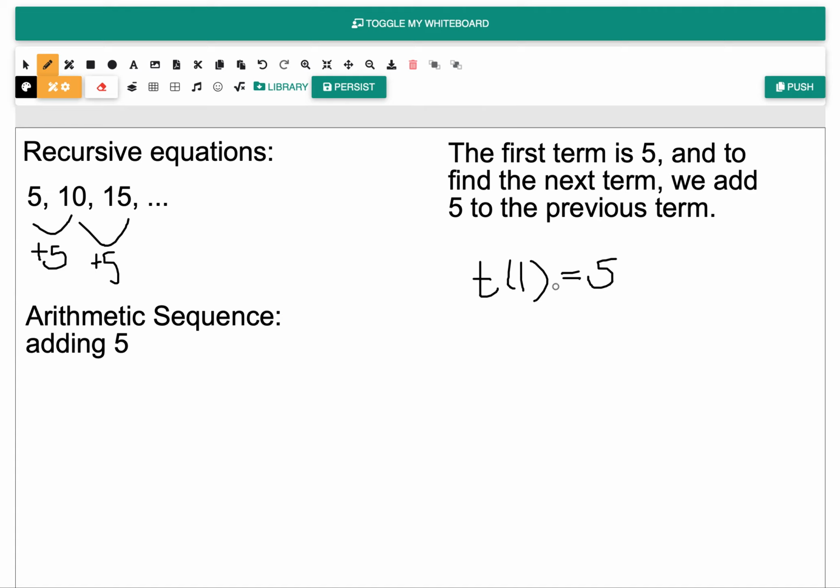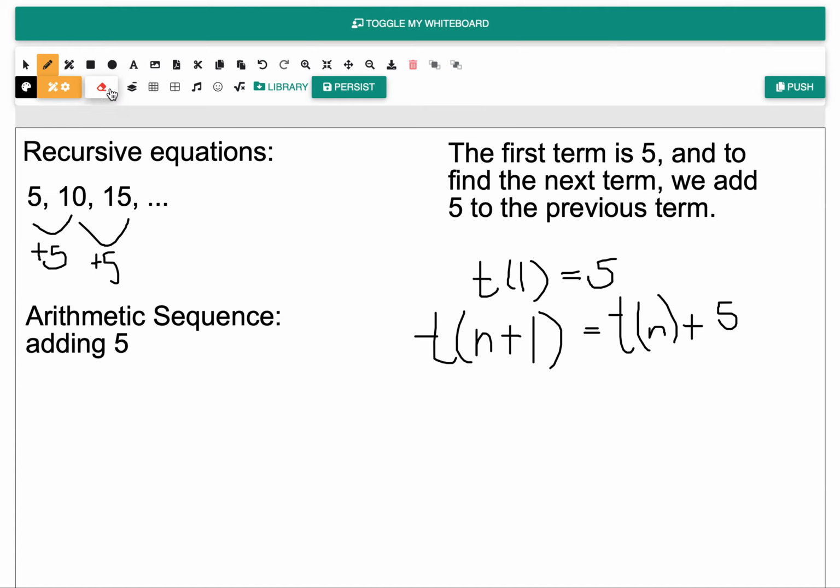All right, and that's not the only equation we need. We need the next one. To find the next term, the way we write it is n plus 1 is equal to, and to find the next term, we add 5 to the previous term. So we add 5 to the previous term. And that's it. This is it for a recursive equation, in this case, for an arithmetic sequence.